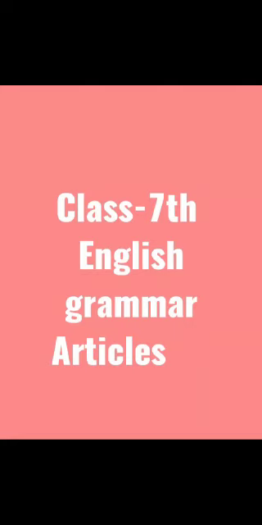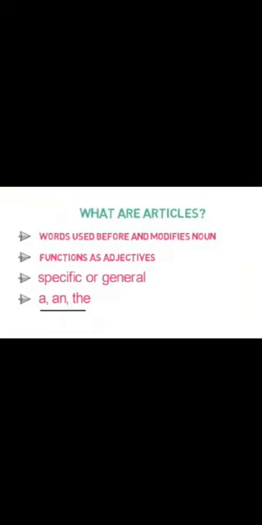Today I am going to teach you all English grammar, that is articles. So, what are articles? Do you know, children? Articles are the words used before a noun and modify the noun. Articles function as adjectives. Articles are used specifically or generally, like a, an and the. These are the articles in the English language. These are three articles. Okay, let me give you the definition. Articles are used to point out or refer to a noun, that is a, an and the.